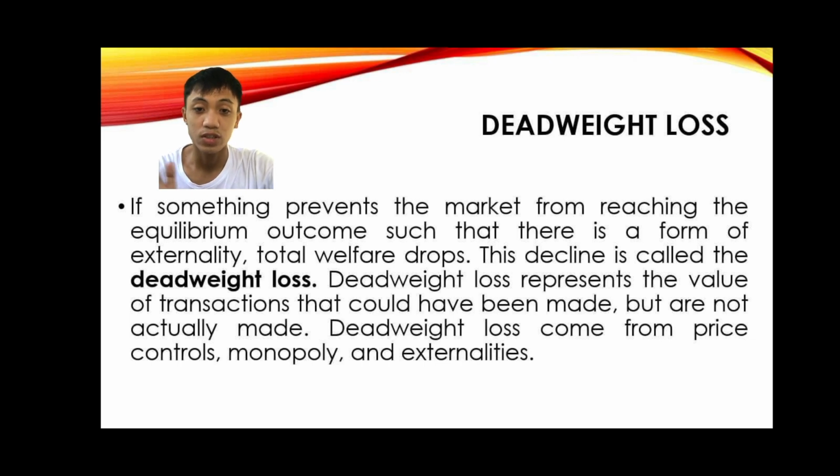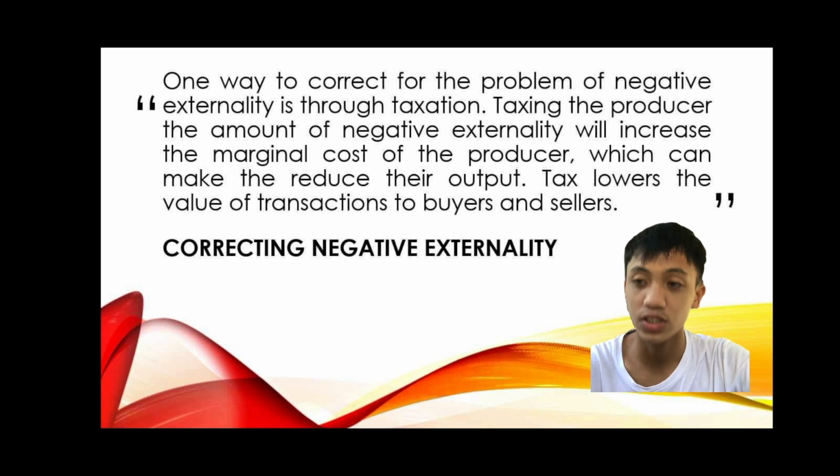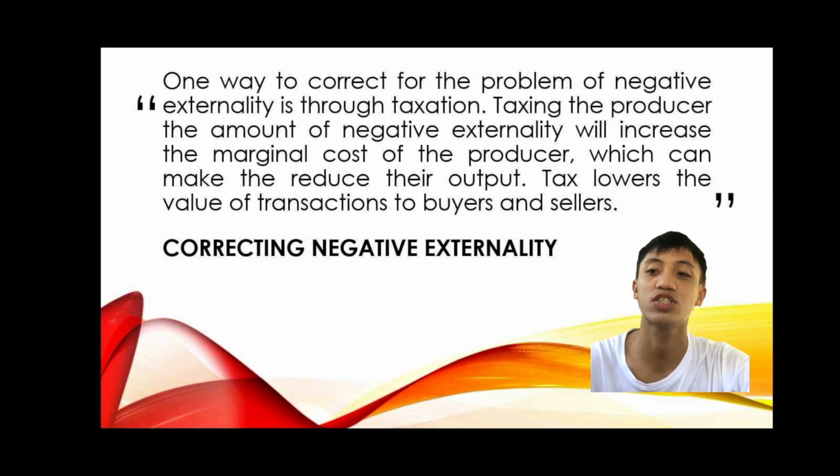In order to prevent externalities, there is what is called a corrective measure for negative externality. One way to correct for the problem of negative externality is through taxation. Taxing the producer the amount of the negative externality will increase the marginal cost of the producer, which can make them reduce their output. Tax lowers the value of transactions to buyers and sellers. So that is correcting negative externality.